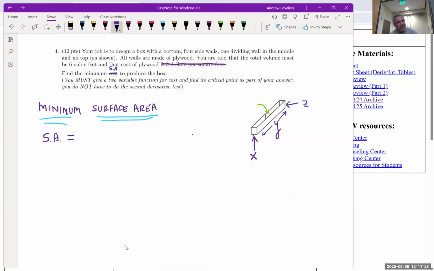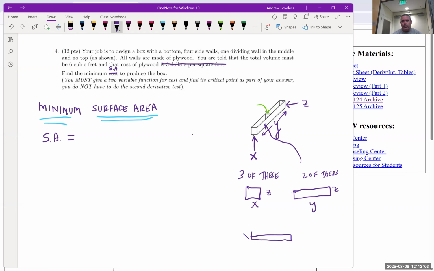So what is the surface area of this box? We have all of these sides to figure out. So there's 3 of those. And then there's 2 of these, the Y by Z. And then there's the bottom. You don't have to draw these pictures over here. This is just me kind of explaining.